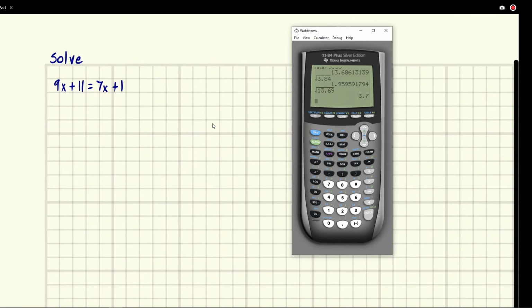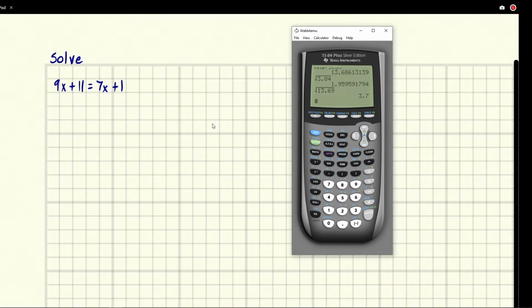Eric Burgess here, and we've been asked to solve the following equation. It's 9x plus 11 equals 7x plus 1. So our first order of business is to isolate the x's, get them all on one side, because we want to be able to combine the like terms.